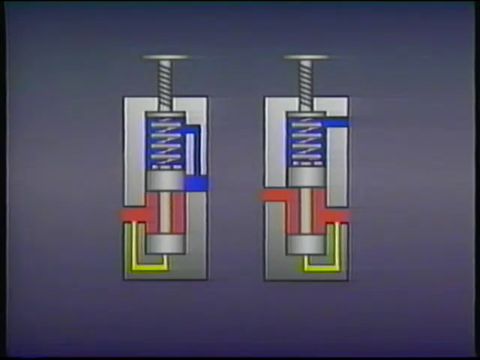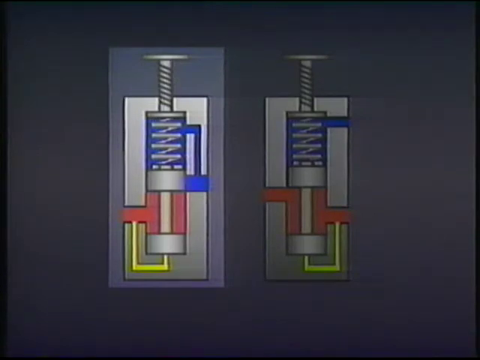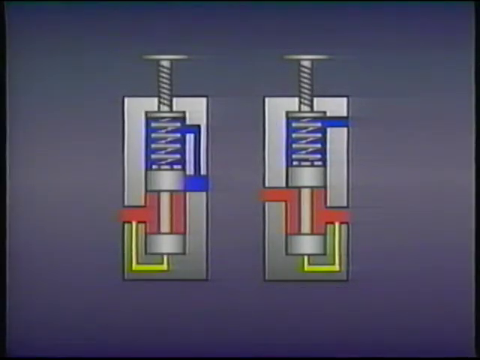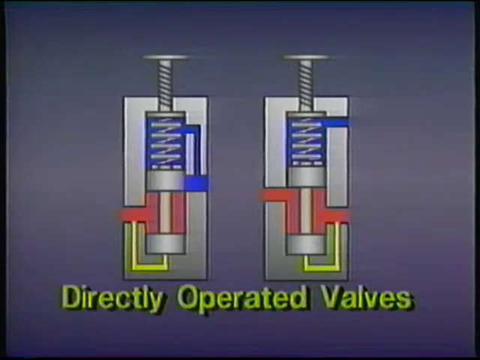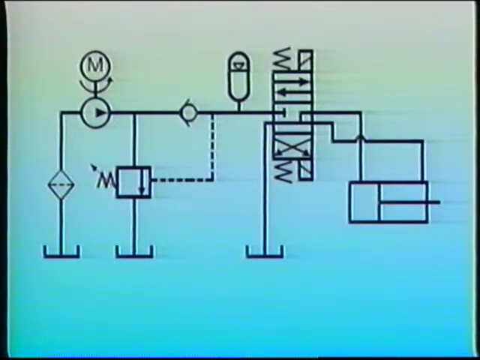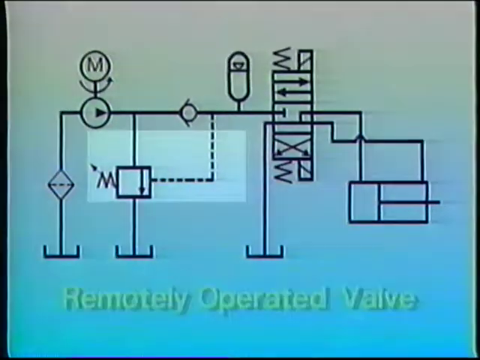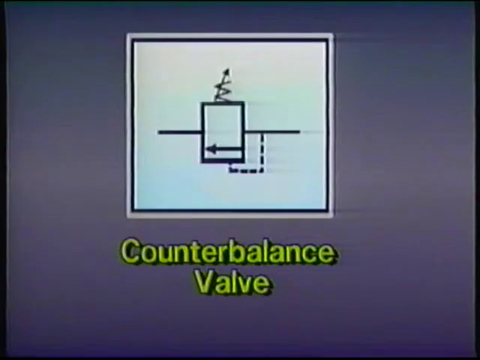Now, we've seen how pressure control valves sense pressure internally through a passage within the valve body, either from the primary passage, like a relief valve, or from the secondary passage, like a pressure-reducing valve. This type of pressure sensing is referred to as direct sensing or direct operation. Pressure can also be sensed in some other part of the system by means of an external line. This is called remote sensing or remote operation. Counterbalance valves, like the one we saw earlier, are sometimes remotely operated.